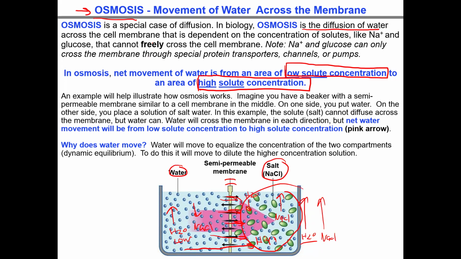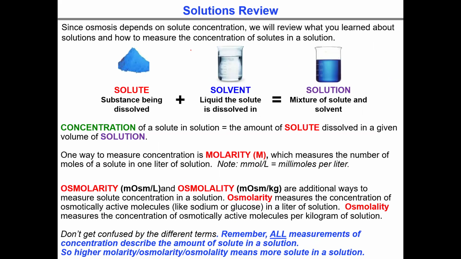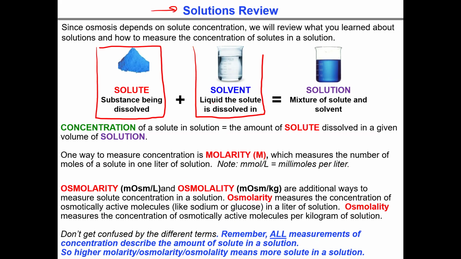So again, for this slide, the main takeaway for osmosis is that it's the movement of water from an area of low solute concentration to an area of high solute concentration. Let's quickly review what solutions are and exactly what solutes and solvents are. Remember, the solute is the substance that's being dissolved, and the solvent is the liquid that's doing the dissolving. When we add those together, we end up with our solution, which is a mixture of both of them.